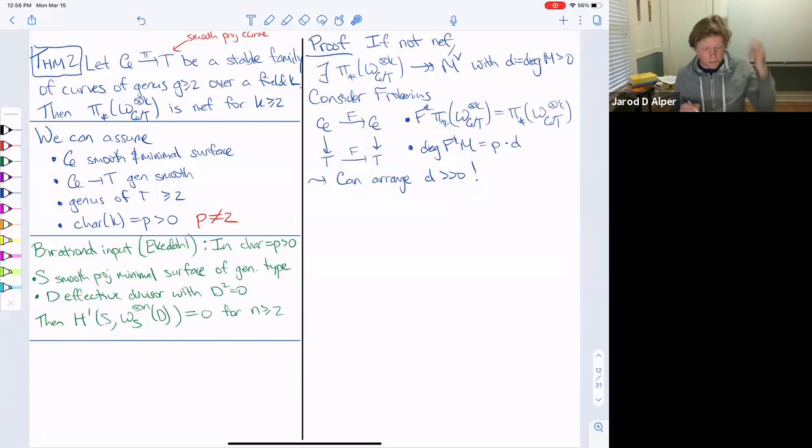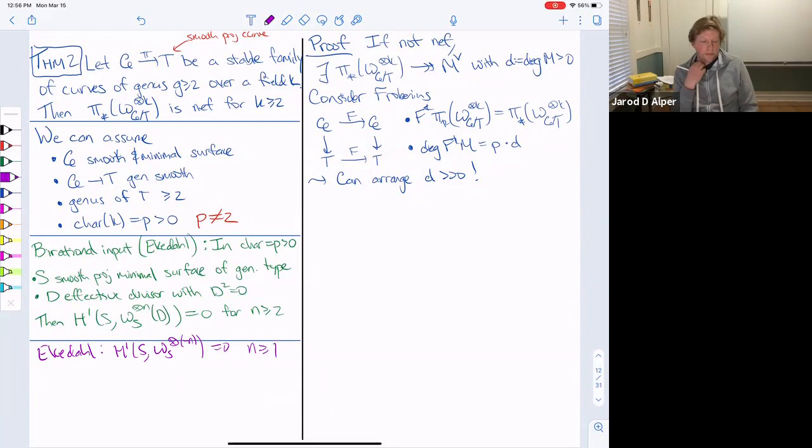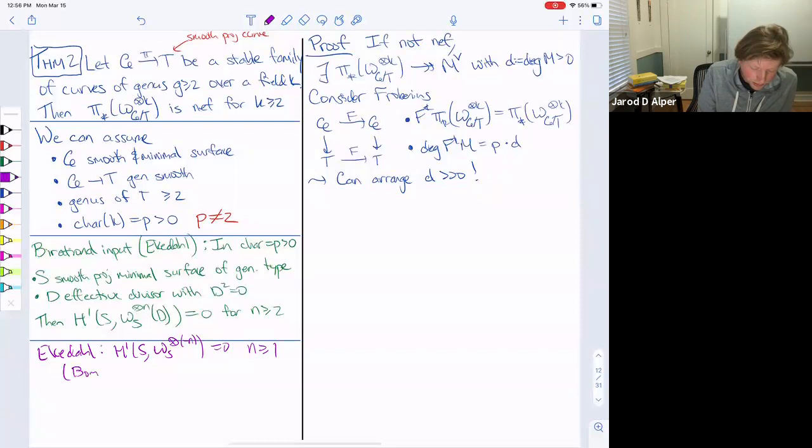of that sheaf for n greater than or equal to 2. So I'm not really going to say anything about this result, but this is the version that we're going to apply directly. The version of Ekedahl is the statement that H^1 of S, this is of minus n, is zero when n is at least 1. This is a classical result in characteristic zero, due to Bombieri. And it's not hard to show that Ekedahl's result applies to the version we wrote.